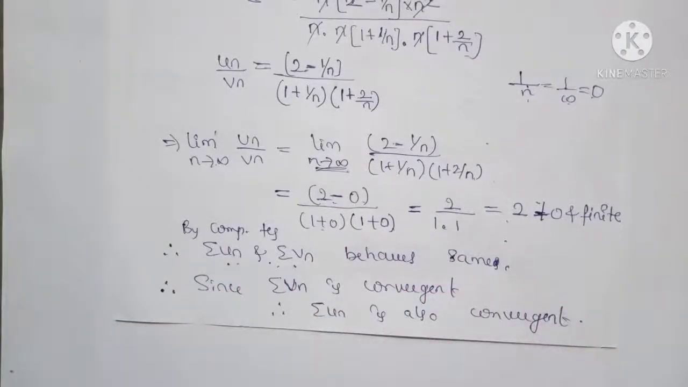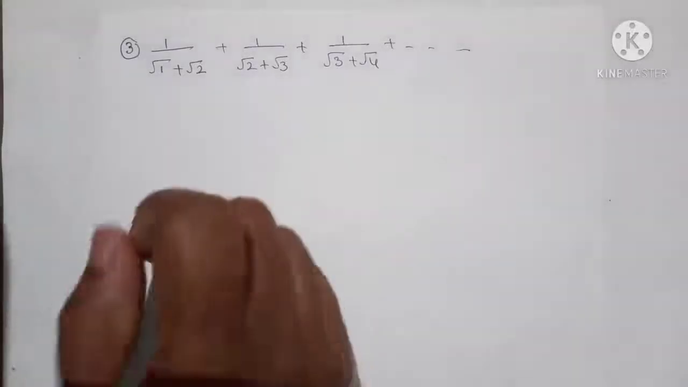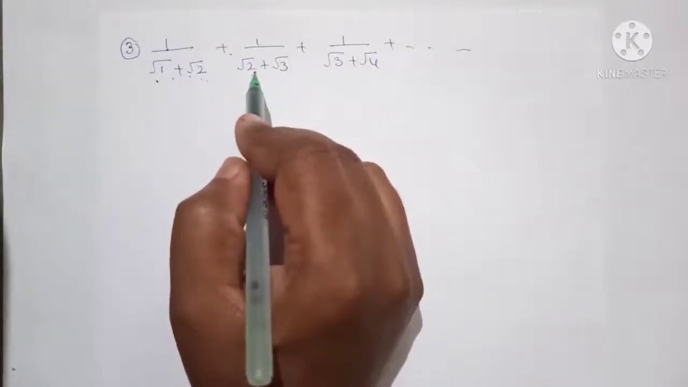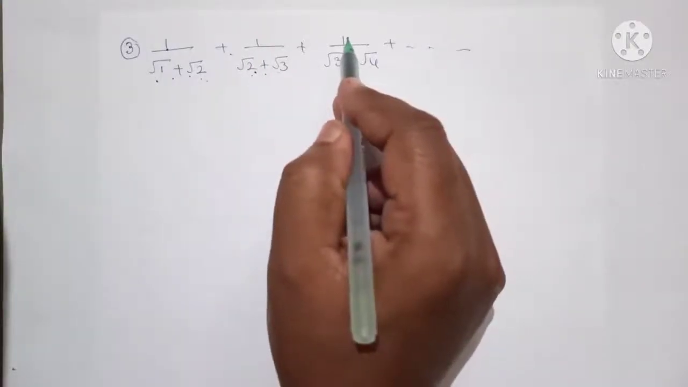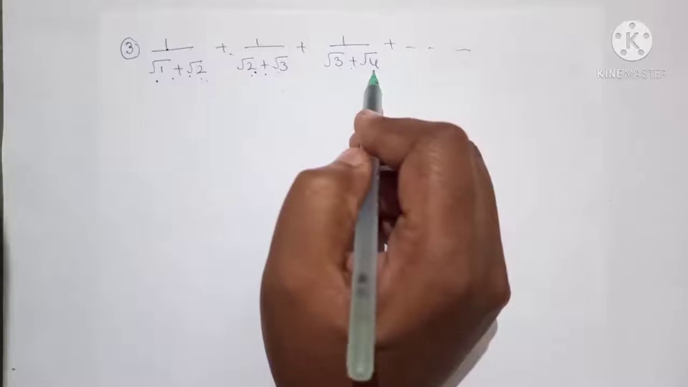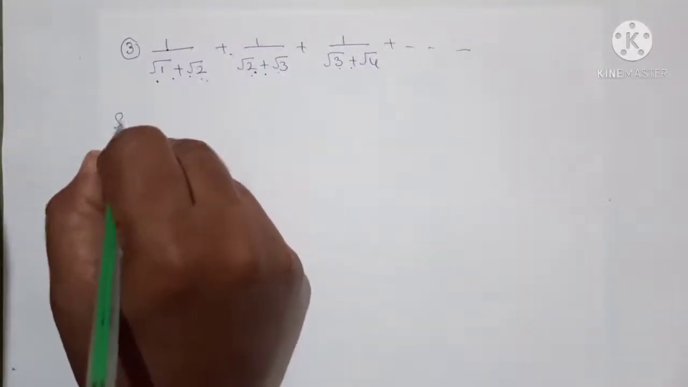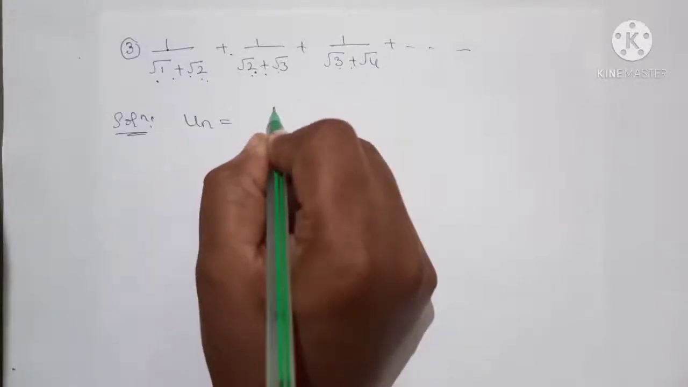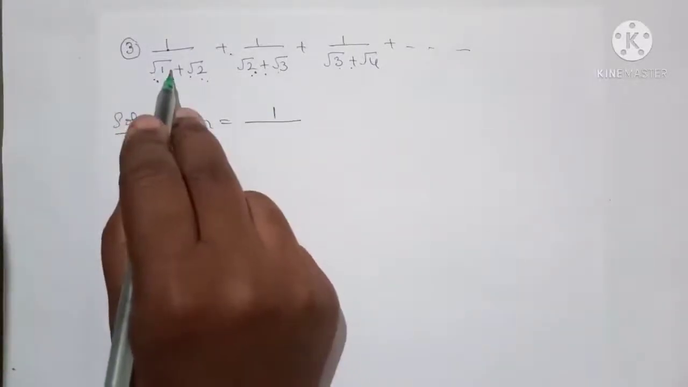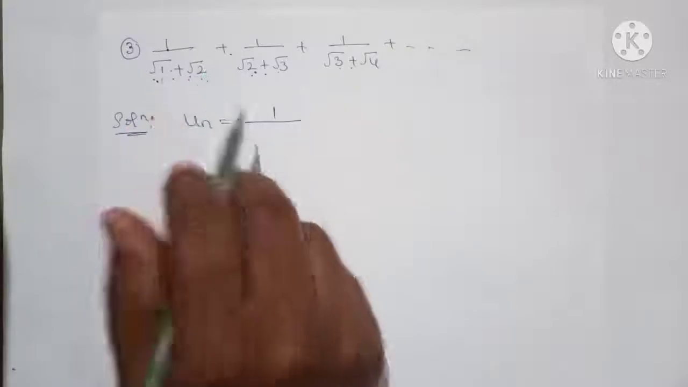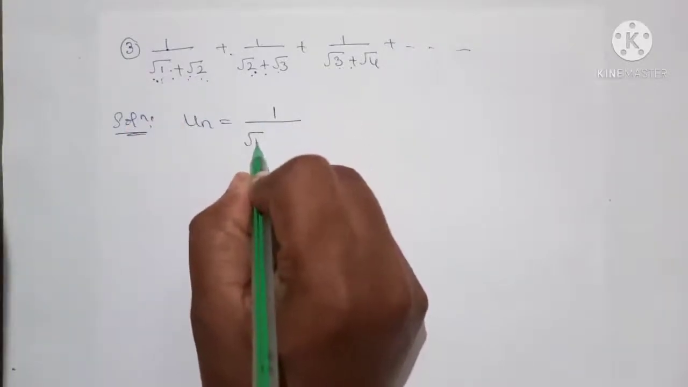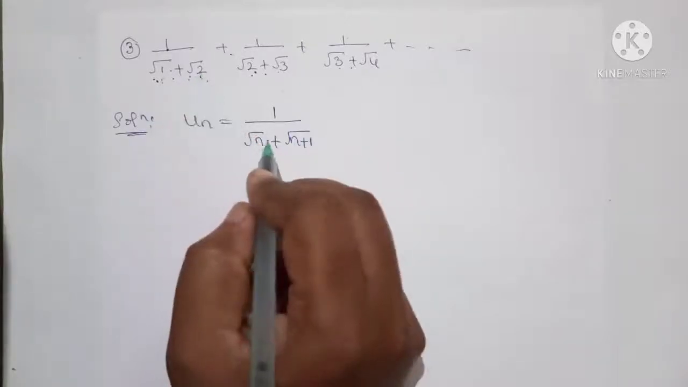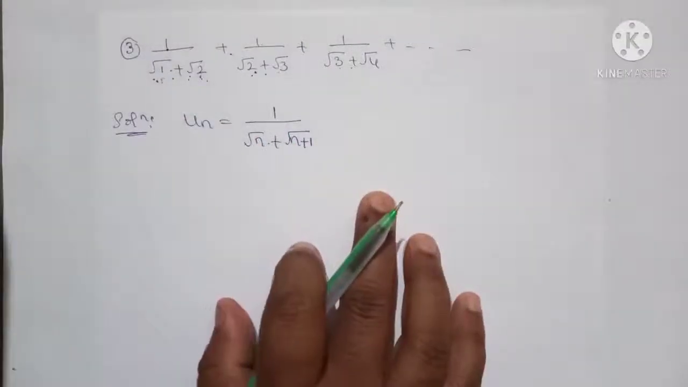Okay, next series: 1 divided by (root 1 plus root 2) plus 1 divided by (root 2 plus root 3) plus 1 divided by (root 3 plus root 4), and so on. So solution: here the numerator is 1, therefore we write 1 divided by root of 1 plus root 2. 1, 2 are the counting numbers, so simply we write root n plus root n plus 1. 2 means root n plus 1. Okay, so this is the un term.